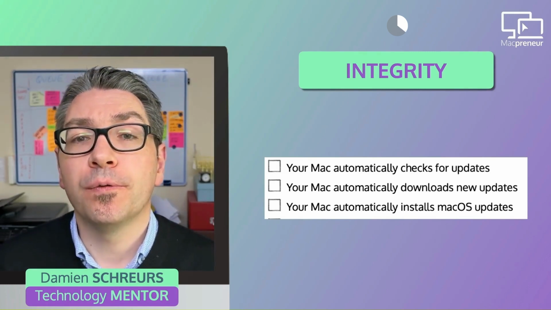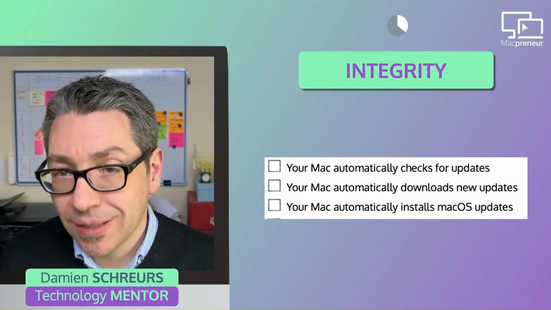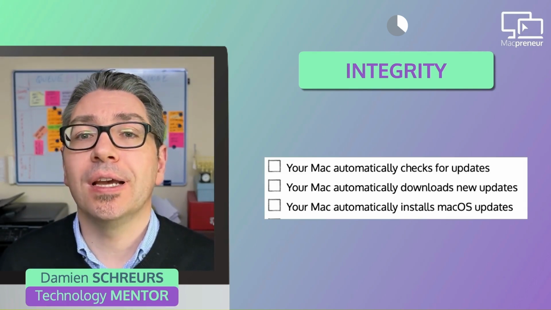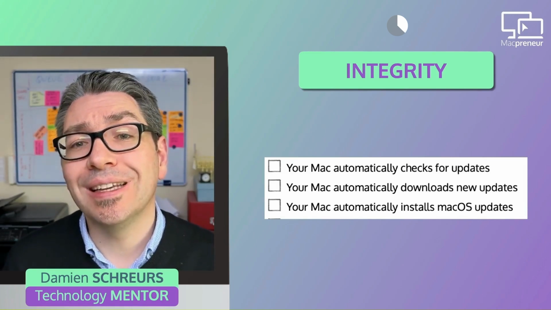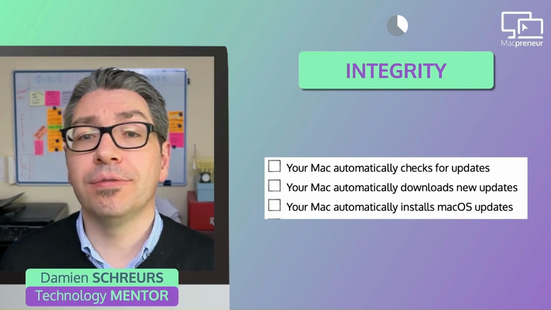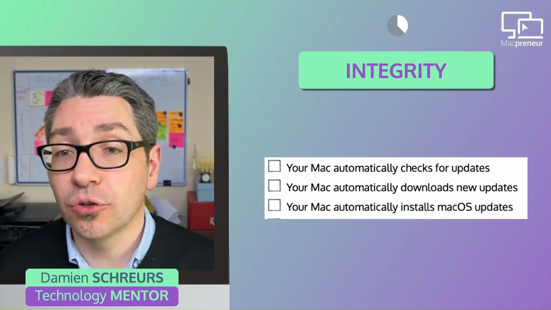The first two should be enabled, so automatically checking Apple's update servers and downloading macOS updates in the background. For the automatic installation, it depends whether your Mac is running the very latest version of macOS or not.